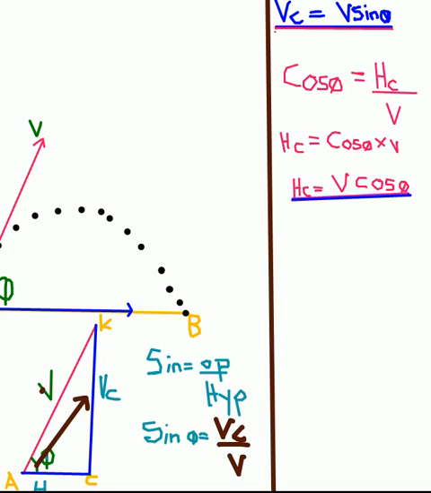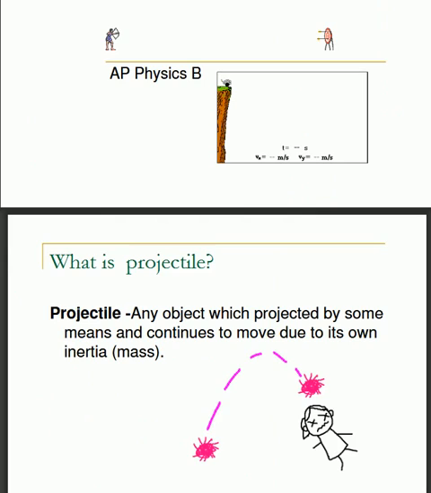Part 1 is the introduction part of projectile motion. And let's see what projectile motion is and the other terminologies. And now let's see what a projectile is. A projectile is an object which is projected by some means and continues to move due to its own inertia or mass. So in projectile motion, when you throw a stone upward or a ball or any other thing, such a thing that is thrown, we call it a projectile.